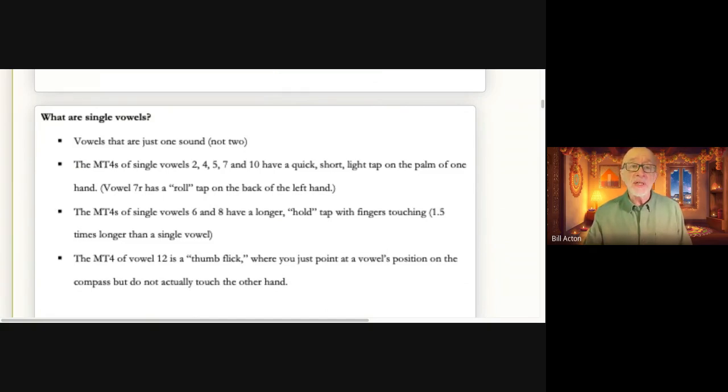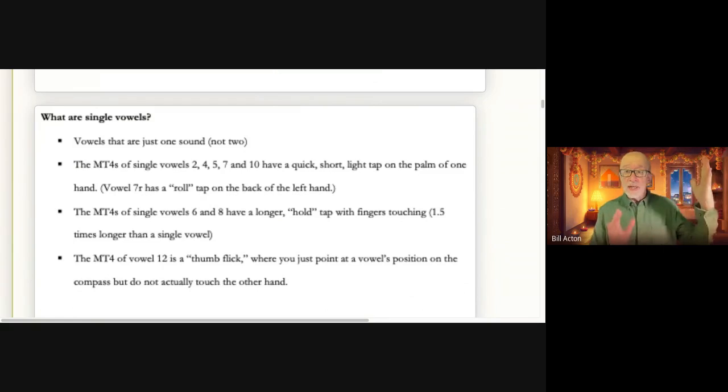What are single vowels? Like I said, they have just one sound, and they are 2, 4, 5, 7, 10. I'll show you how those sound. Well, you saw the words in the song. Those 2, 4, 5, 7, and 10 have a quick, short tap. For example, 2 is over here. And by a short tap, I mean your middle finger comes out, touches the center of your hand here.